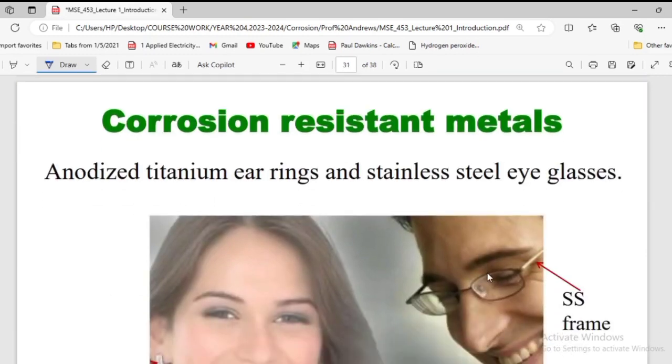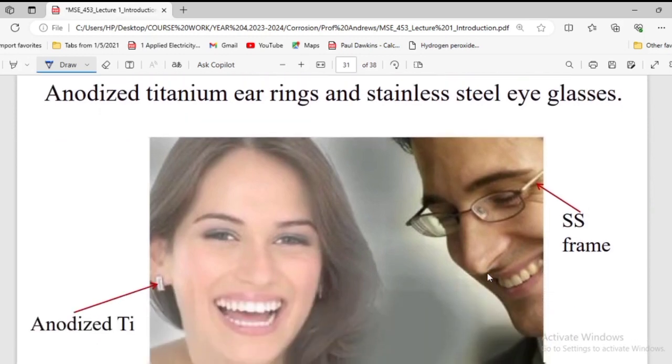Let's look at something: corrosion resistant metals. We have anodized titanium, where you intentionally form a passivation layer on the material to prevent or reduce the corrosion rate. That's it. And this is a stainless steel frame.